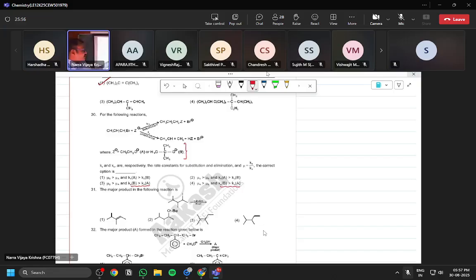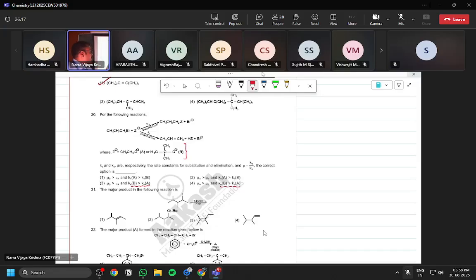As this is a very strong base, it always tries to pull the H plus out. If it pulls the H plus out, the bond will shift and Br will leave. The reaction will proceed via the E2 mechanism. Now, along with elimination, substitution is also favorable. This nucleophile will go and attack here, and Br will be replaced. So both are possible. Now, which will dominate?